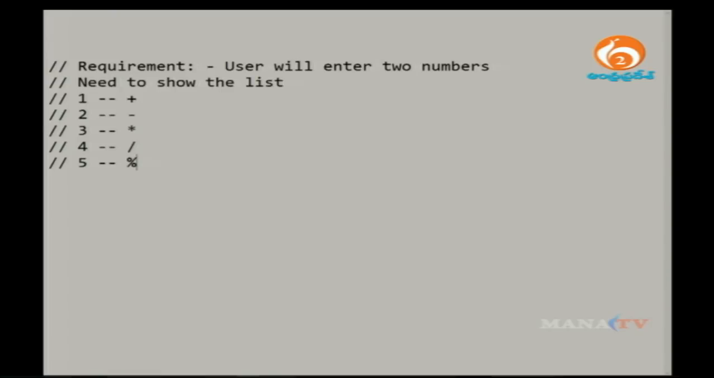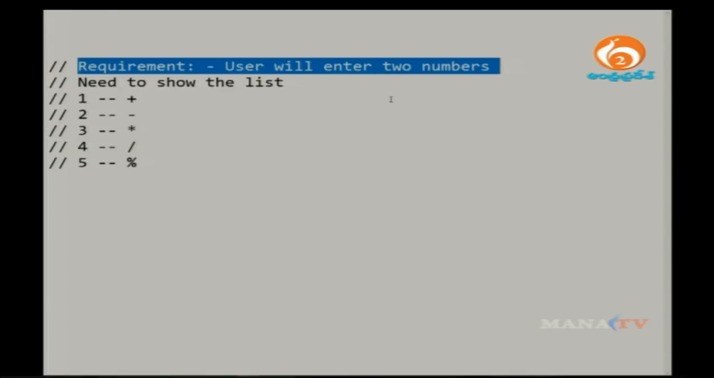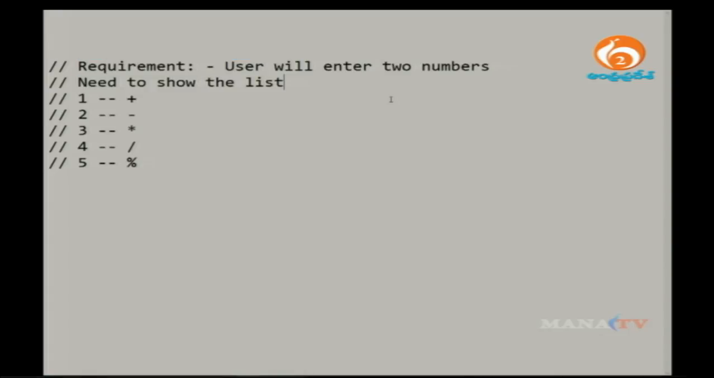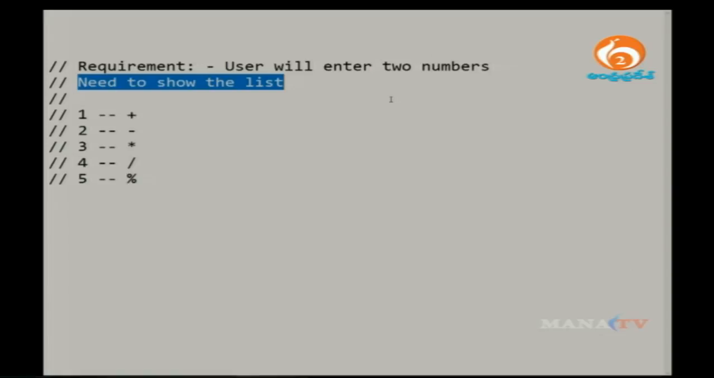Am I very clear now? See, the requirement of this particular program is, first the user will enter two numbers. After that, the user needs to be shown the list of choices here. Once all these are shown, the user will enter the choice.